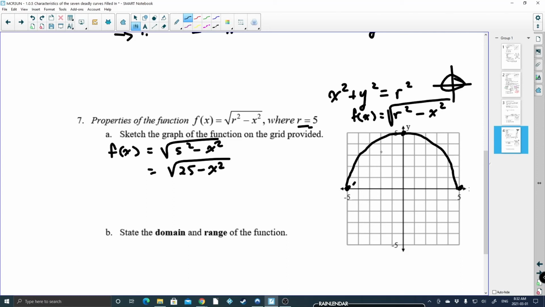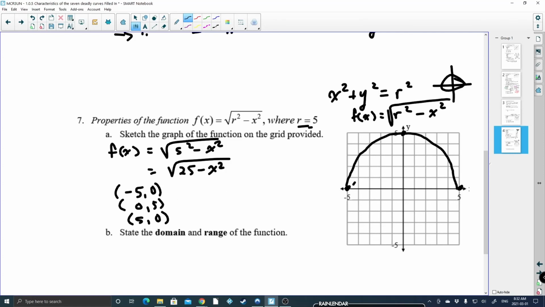And the only thing that would change is if the radius was another number. Let's say the radius was 3, then your graph would be going like that to the 3's. Okay. So your key points here are negative 5, 0, 0, 5, and 5, 0. So those are the key points, and the negative 5 and the 5's come from the radius of the circle.